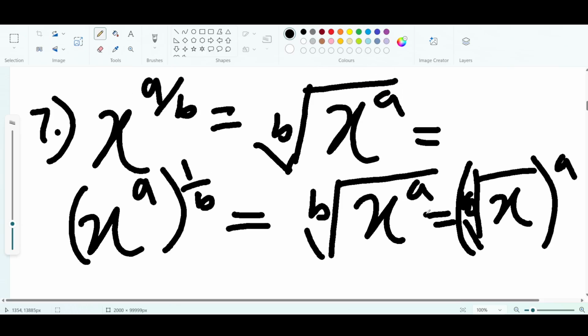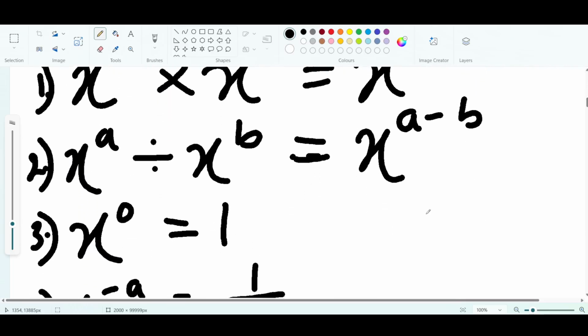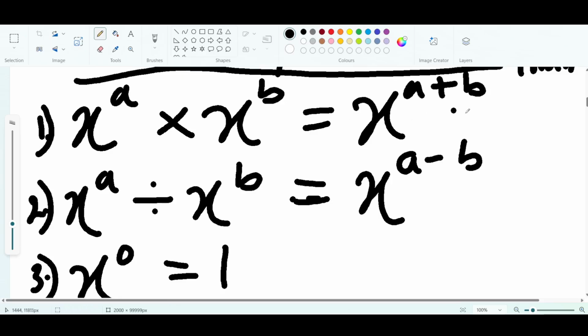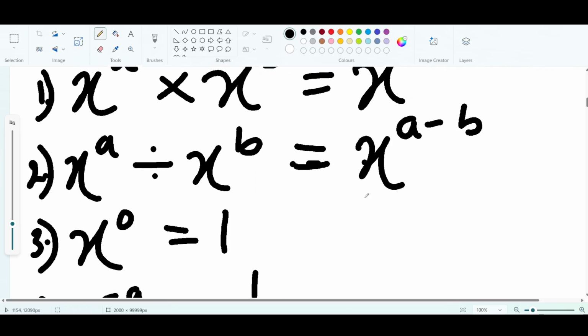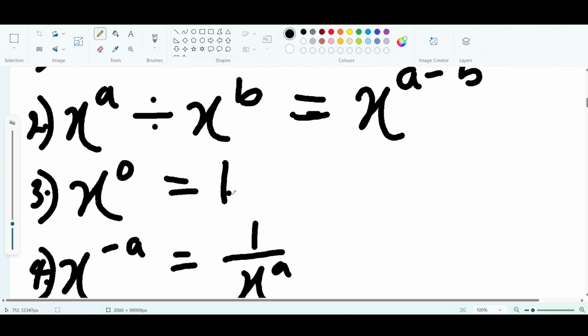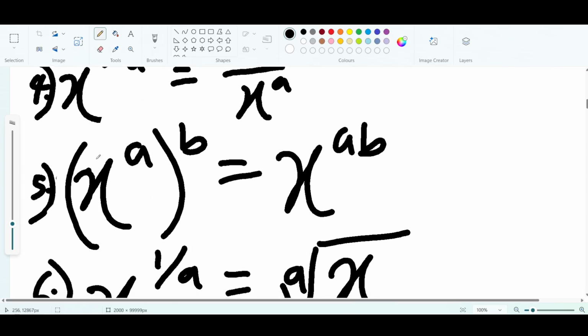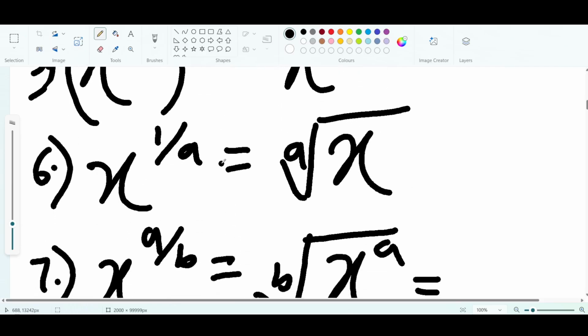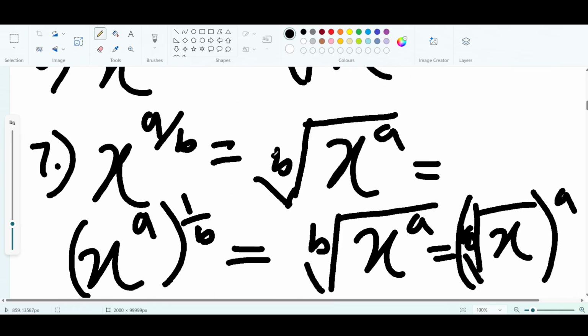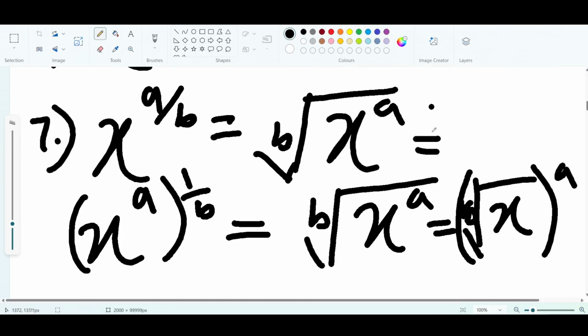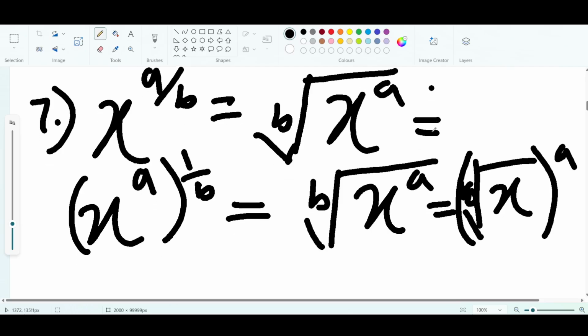So these are the 7 laws of indices. So the laws are: when they are multiplying, you add the powers; when they are dividing, you subtract the powers; when it's raised to power 0, it's 1; when it is x raised to power minus a, it's gonna be 1 all over x raised to power a. Then x raised to power a to the b is gonna be a times b, it's gonna be x raised to power ab. Then x raised to power 1 over a is gonna be the ath root of x, and x raised to power a over b is gonna be the bth root of x raised to power a. So these are the 7 laws of indices.